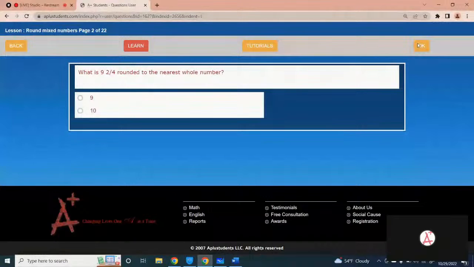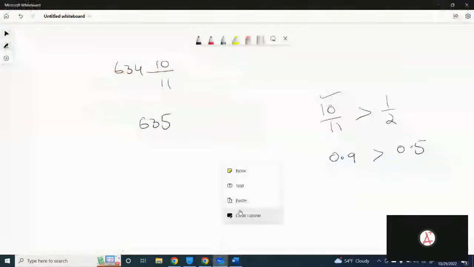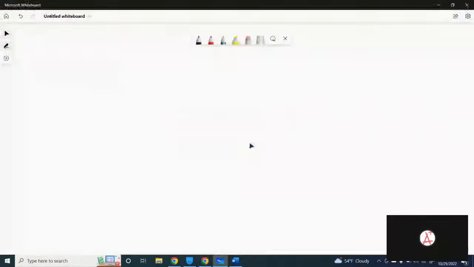Okay, what is 9 whole 2 by 4 rounded to the nearest whole number? Okay, 9 whole 2 over 4.